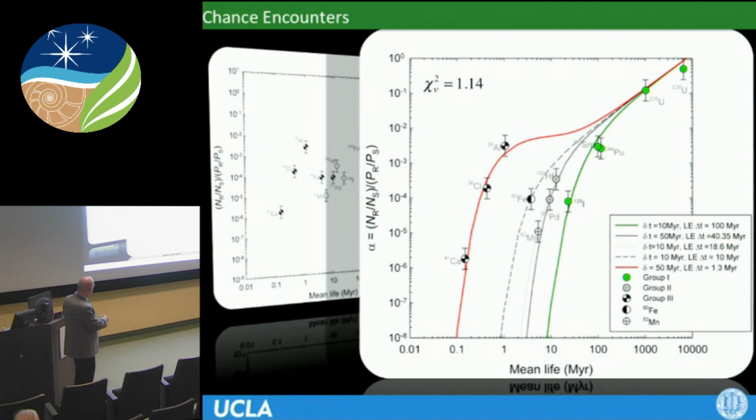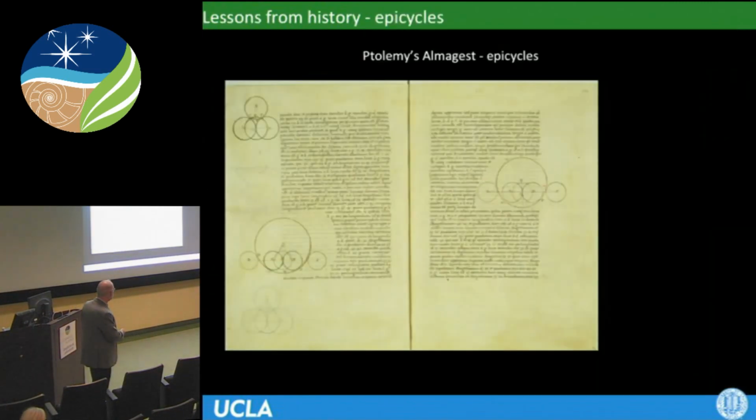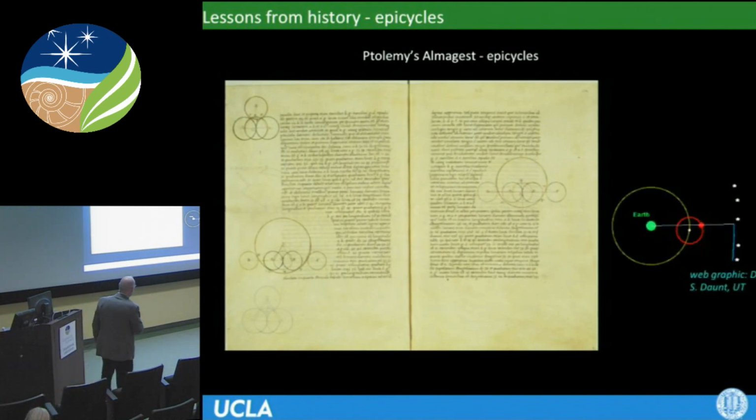By the way, here I'm just putting up the reduced chi-squared of 1.14 for the combined fit, but it's not so hard because we're pushing curves through points. Now, my concern with all this is that it smacks a lot of Ptolemy's epicycles. You remember the epicycles, and you try to explain, for example, why the planets appeared to reverse in the sky, and you produce all these orbits upon orbits upon orbits.